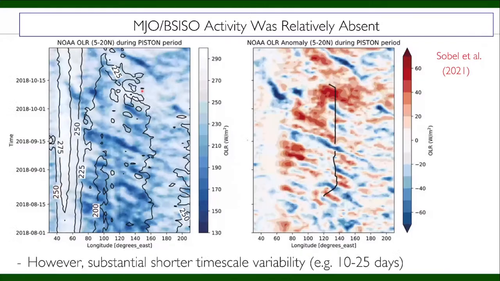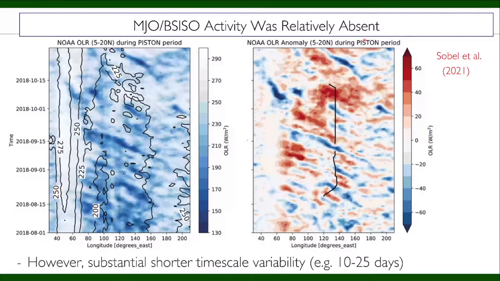So this is a Hovmöller of the OLR in total form on the left and an anomaly form on the right, in the region of the PISTON field observations that are shown in these black lines here. And the black lines essentially represent where the ship was located, at least the longitude that the ship was located out during the PISTON campaign. On the right are the OLR anomalies.